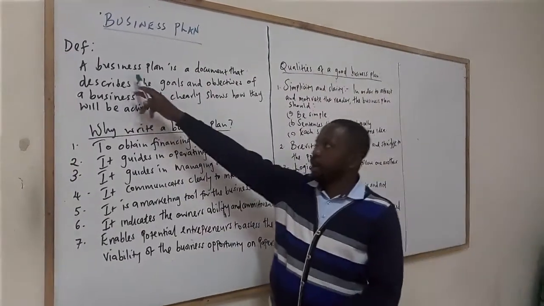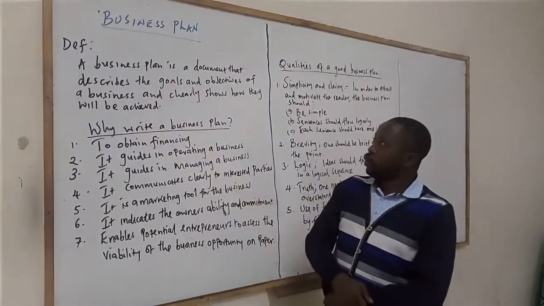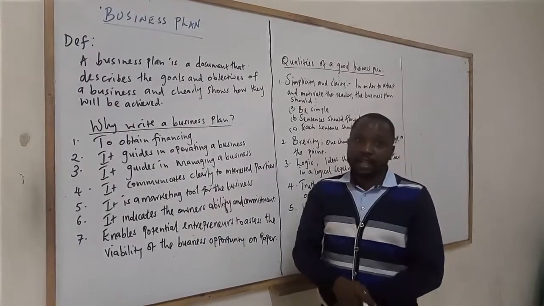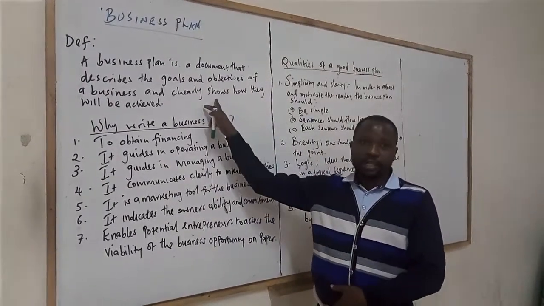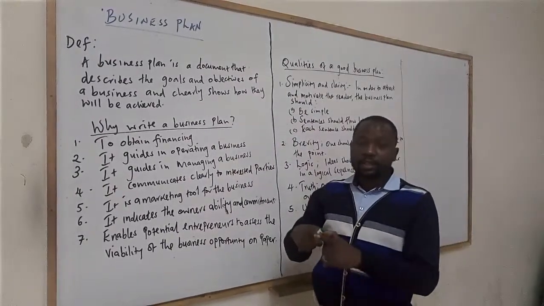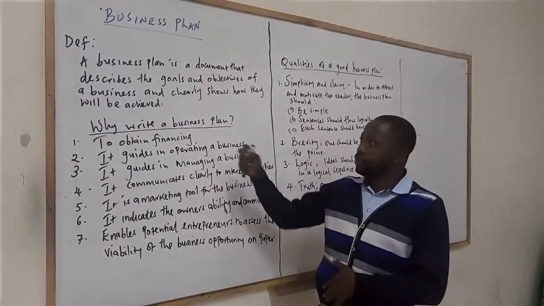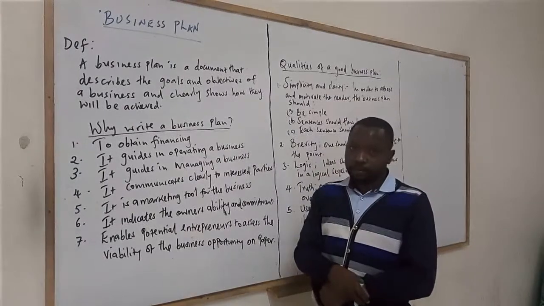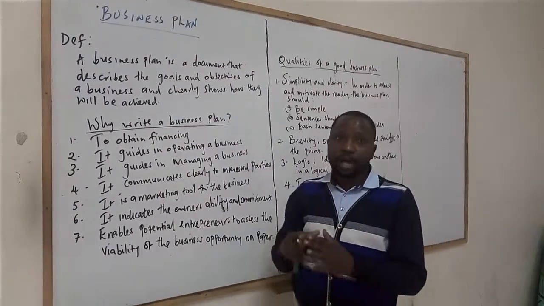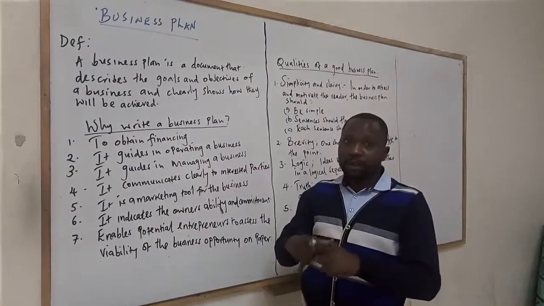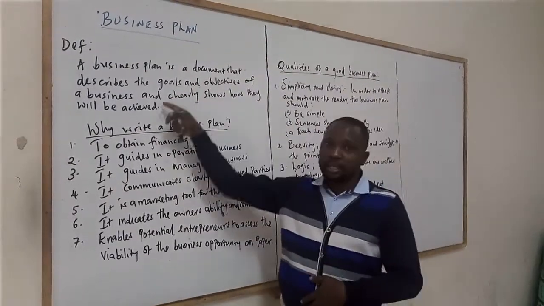As you can see, a business plan is a document which has been written by an entrepreneur that shows the goals and objectives of a business, and also lays down the strategies that will be used to achieve those goals and objectives. So a serious entrepreneur will have to come up with a plan, and this plan will be in form of a business plan.